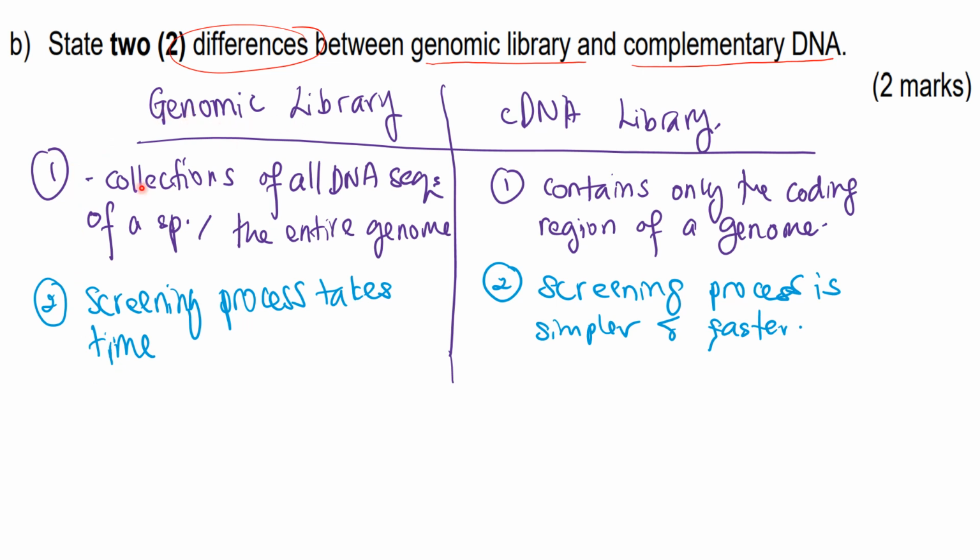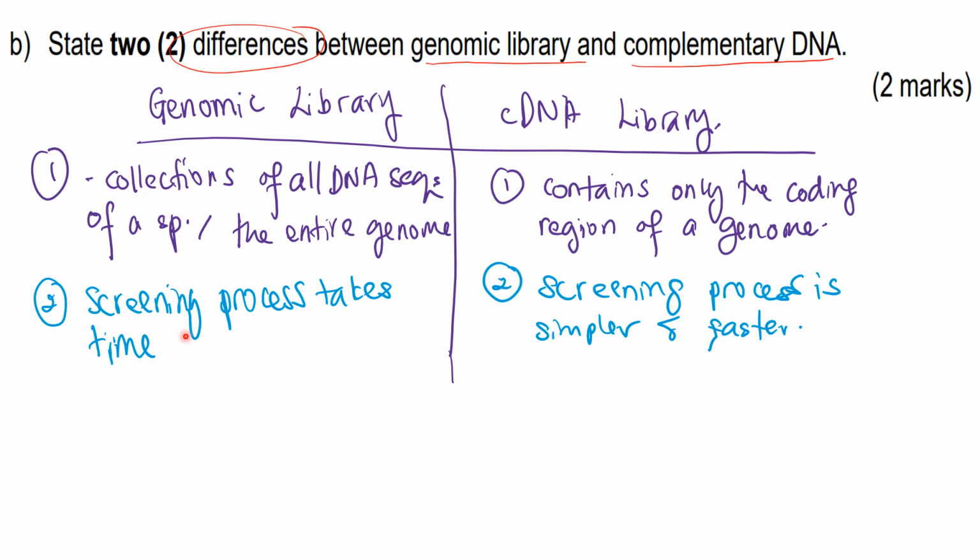As for the genomic library, it consists of a collection of all DNA sequences of a species, or you could also write it consists of the entire genome of a species. And as for the cDNA library, it contains only the coding region of a genome, because you know that cDNA is synthesized using mRNA as template.